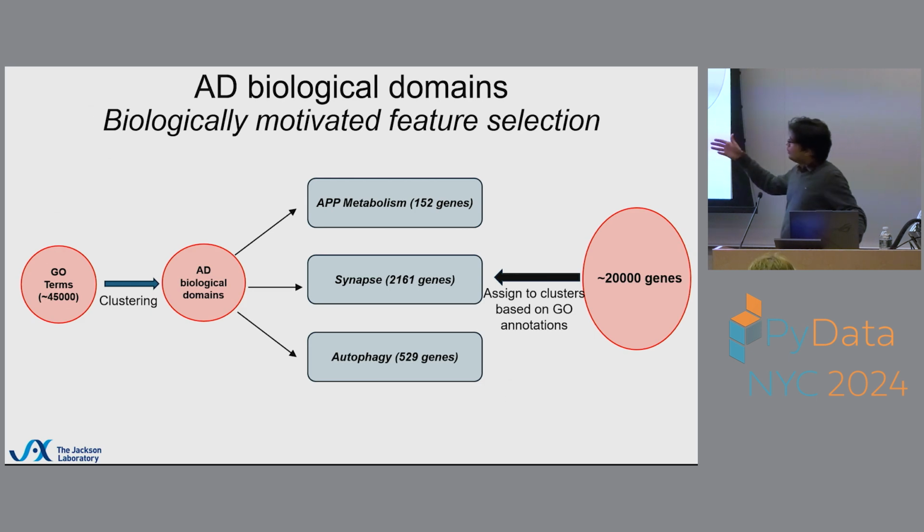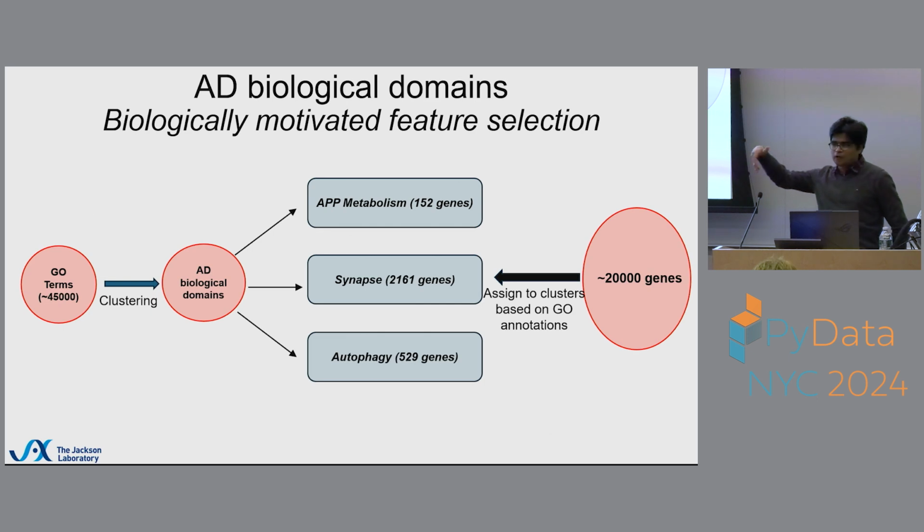This has been a decade-long running effort within the NIH to organize AD biology into what are known as AD biological domains. A biological domain is a specific aspect of AD biology, and there are about 19 of these biological domains. Three of these are listed here.